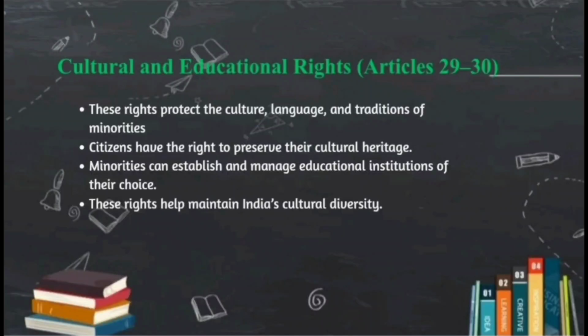Cultural and educational rights. Article 29 to 30. These rights protect the culture, language, and tradition of minorities. Citizens have the right to preserve their cultural heritage. Minorities can establish and manage educational institutions of their choice. These rights help maintain India's cultural diversity.